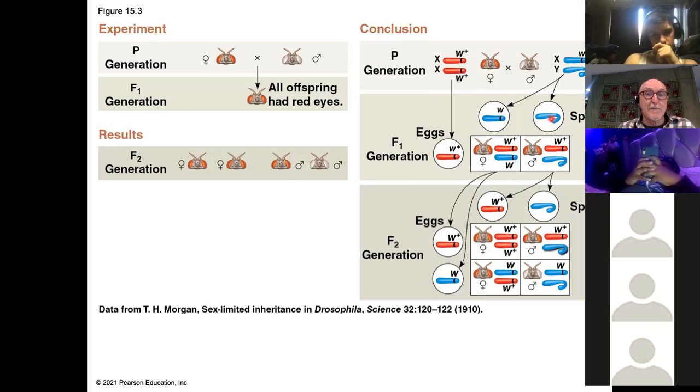Here's the Y sperm, going to make male flies. But look, they inherit W+ from the female and the Y chromosome. These are all red. She's heterozygous, but it doesn't matter. This is dominant. Her phenotype is red eye.